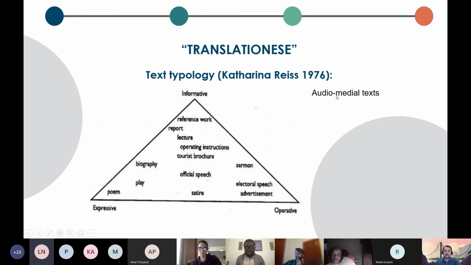There's also nowadays, since Katharina Reiss wrote this in 1976, there was no consideration for audiomedial text. So we're talking about films and other things like that that might get translated nowadays. That's also another consideration.